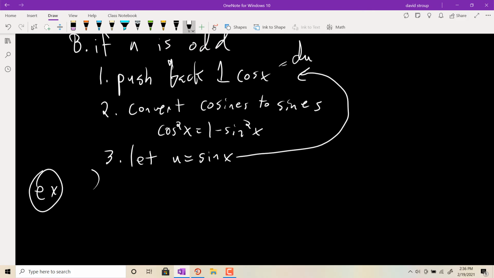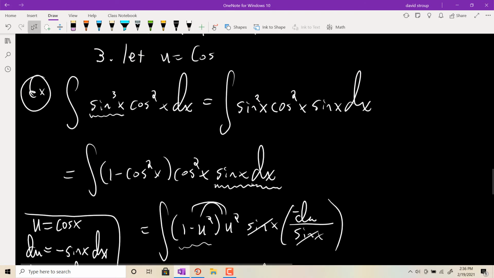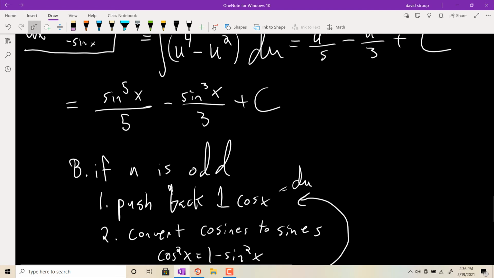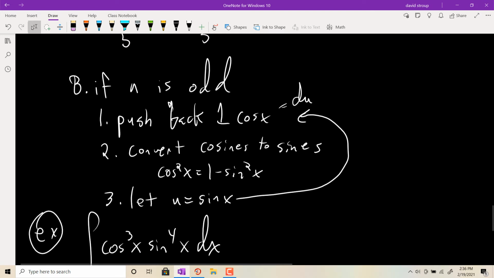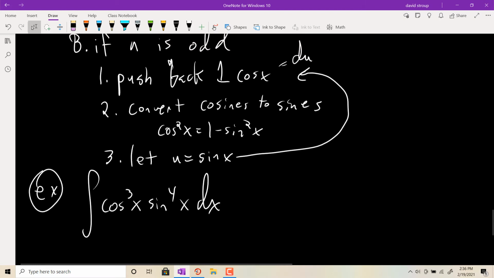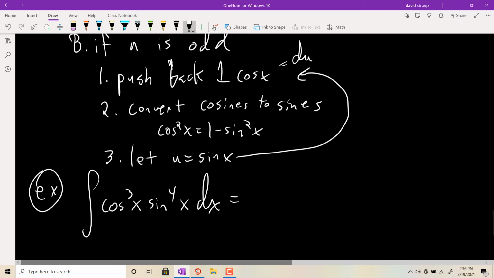Here we have the integral of cosine cubed x sine to the fourth x dx. If you're following this program, m is even, so you would have to go to the second if-then statement. And here, n is odd, so we're using the second procedure. First off, we factor back or push back one factor of cosine.